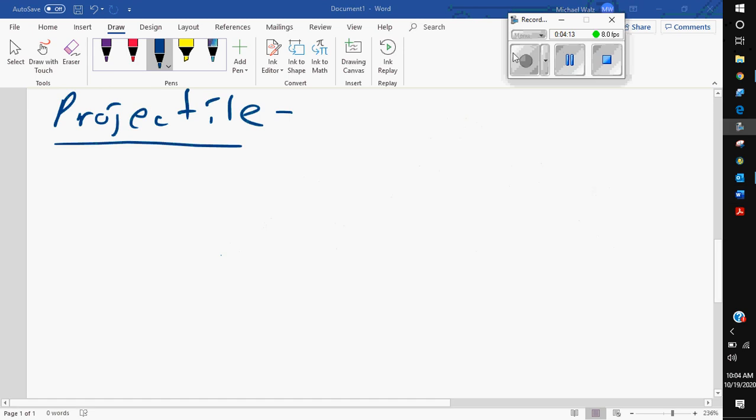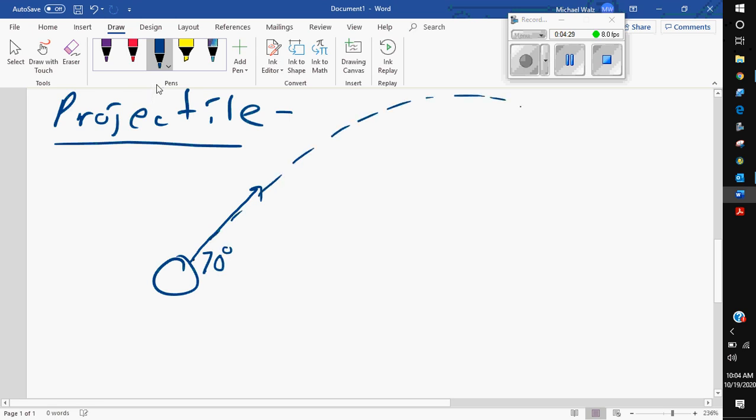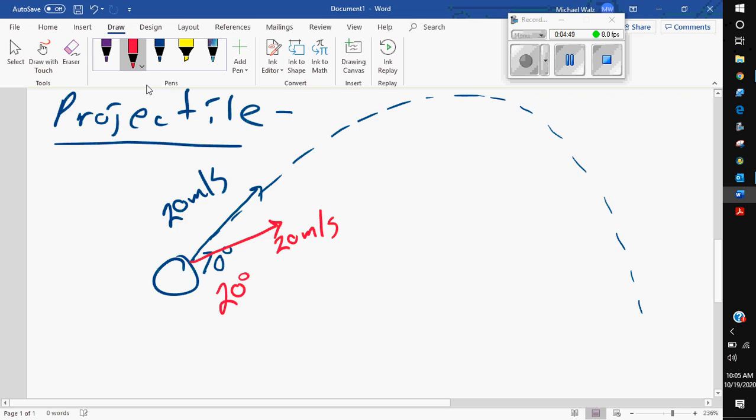One last review question. Let's say we kick a ball at 70 degrees, it goes pretty high, and comes back down. We'll say the velocity is 20 meters per second. The question is, what if we kick that same ball at still 20 meters per second, but this time the angle is 20 degrees? What do you know about that?